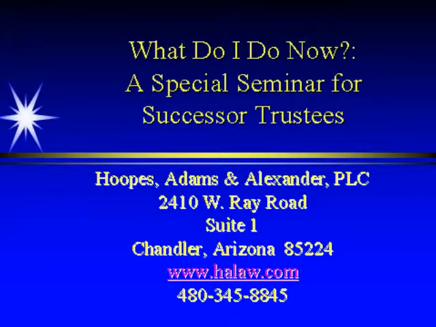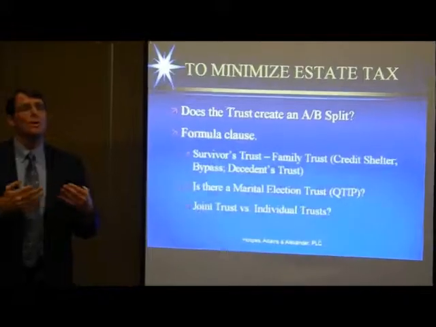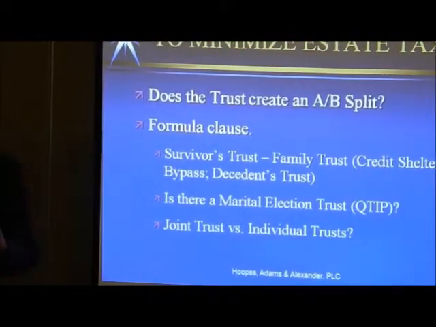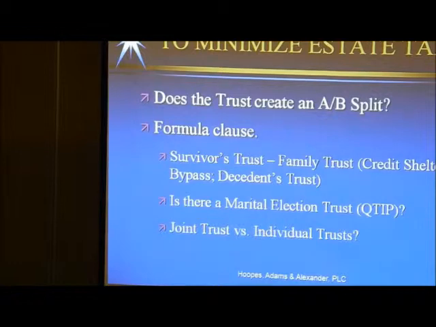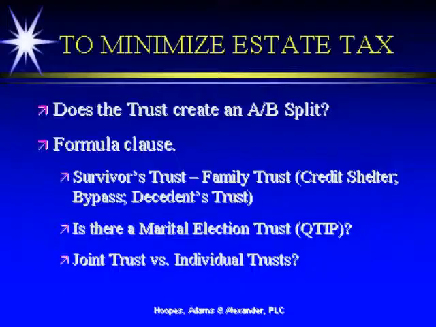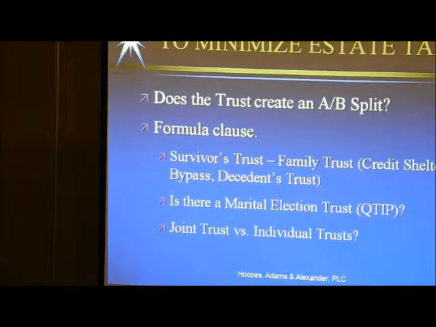But typically here we're talking about a couple with a living trust, a married couple with a joint trust. One of the things I have to establish, as the surviving spouse, I'm usually going to be the trustee moving forward, the sole trustee of the trust now. Well, I have to know whether my trust creates what's called an A-B split on the death of the first spouse. And how it does that is very important.